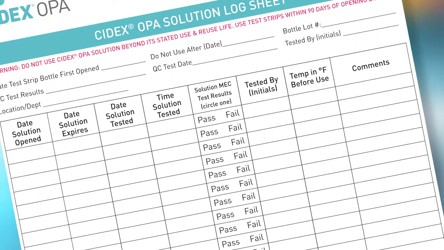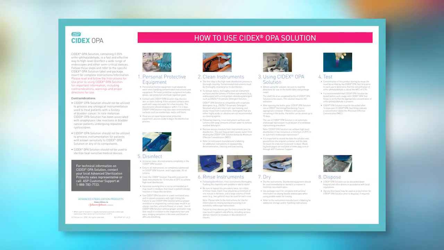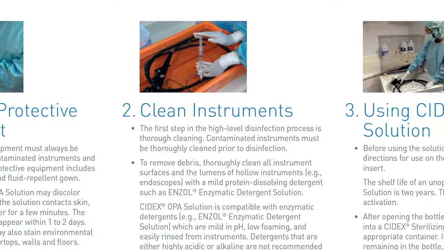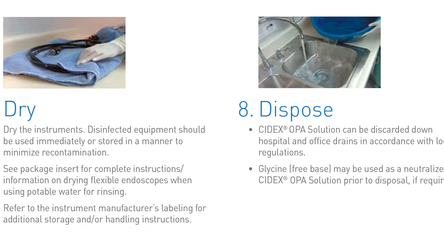For your convenience, each kit also contains a wall chart that provides step-by-step instructions on how to use, test, and dispose of your solution properly. ASP provides a competency checklist to be used as a tool to verify your staff has been properly trained and that they can demonstrate how to use CIDEX OPA Solutions.